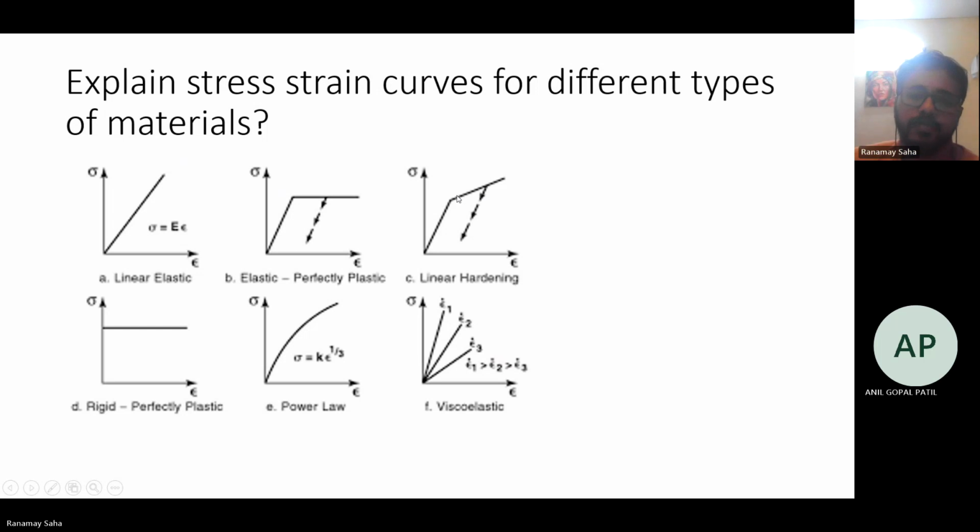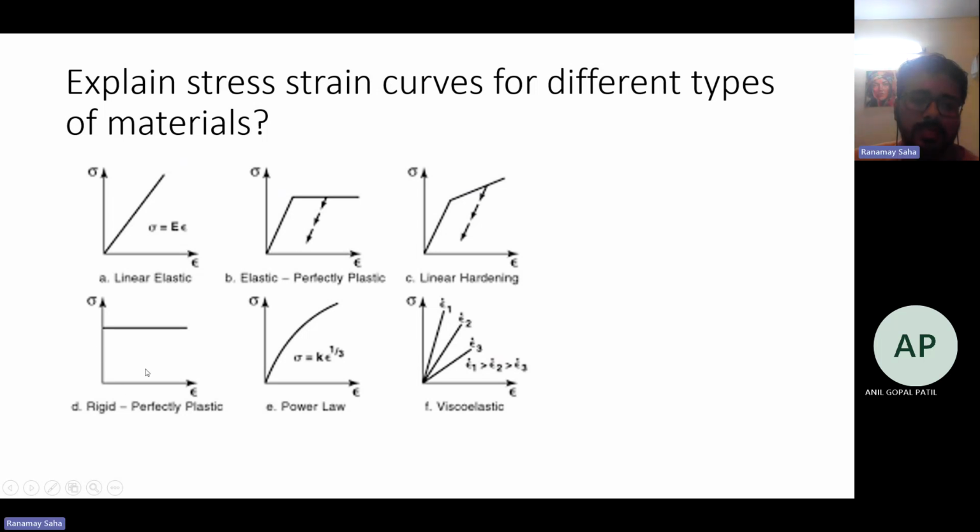So instead of following the perfectly plastic relation, it will go higher. The slope is such that the material can handle more stress now as compared to the deformation. What happens is the material has become stronger. So that is called linear strain hardening.